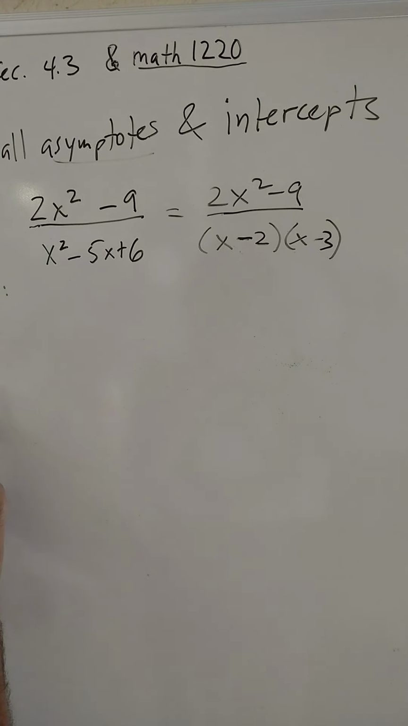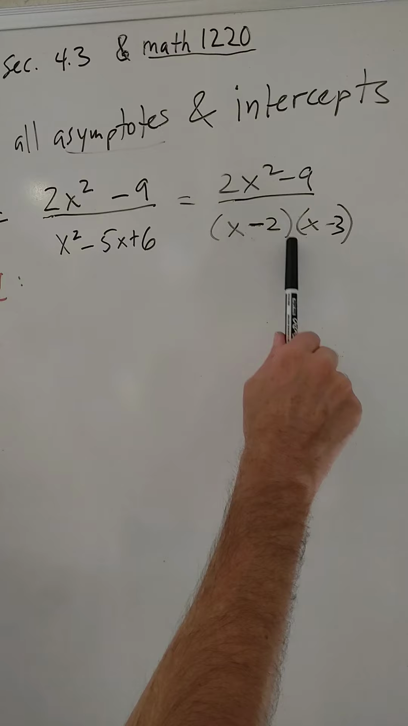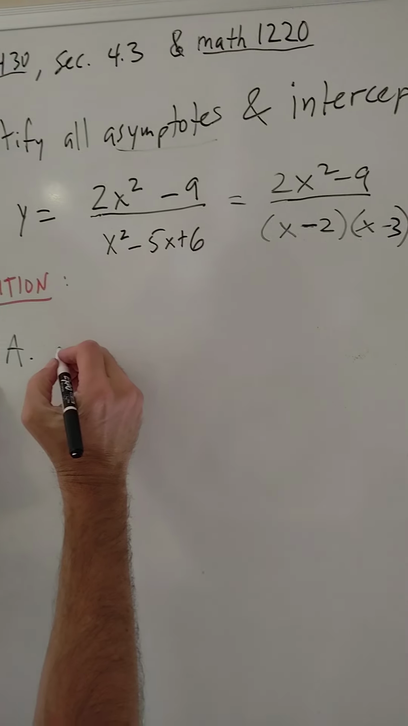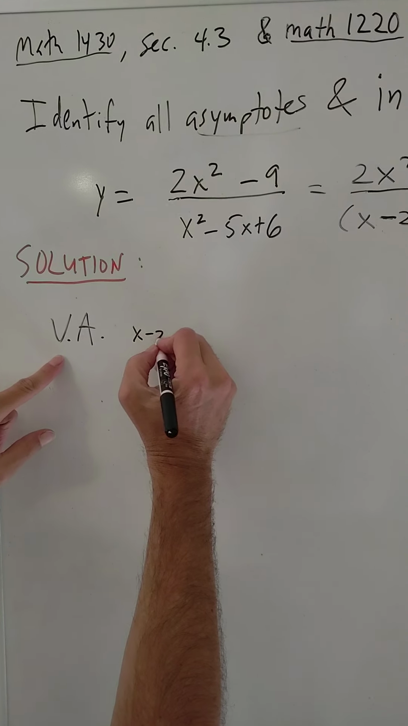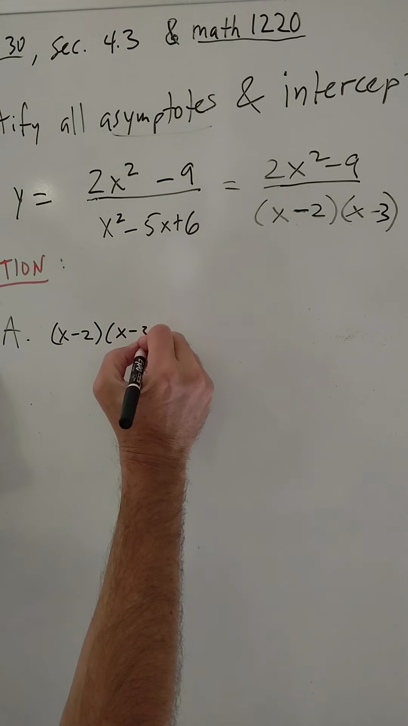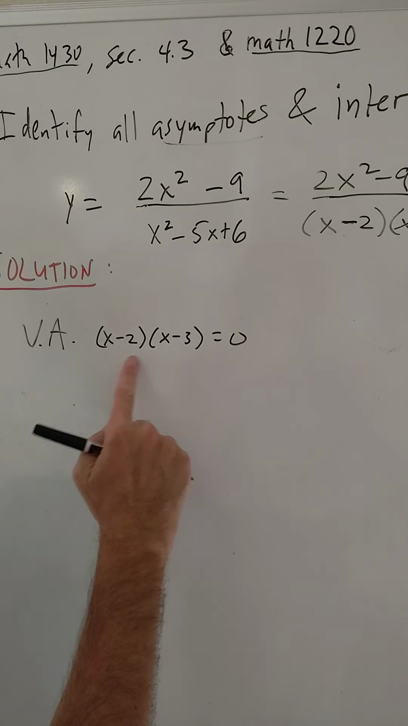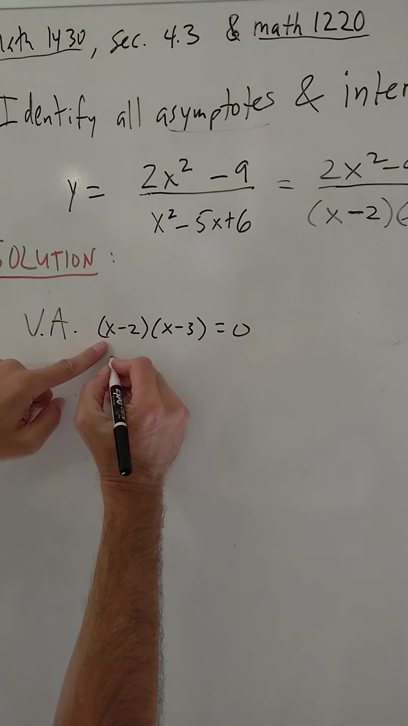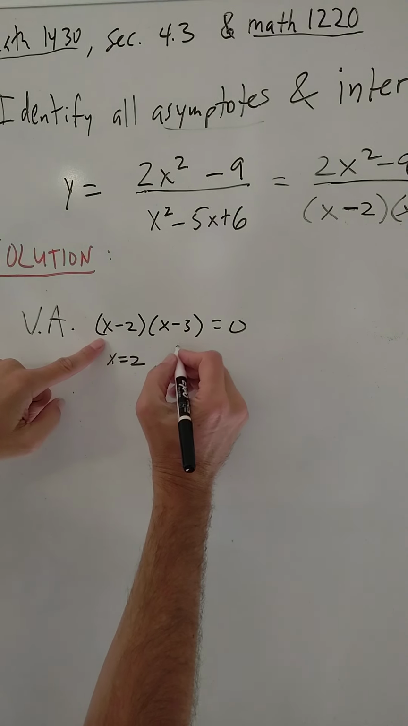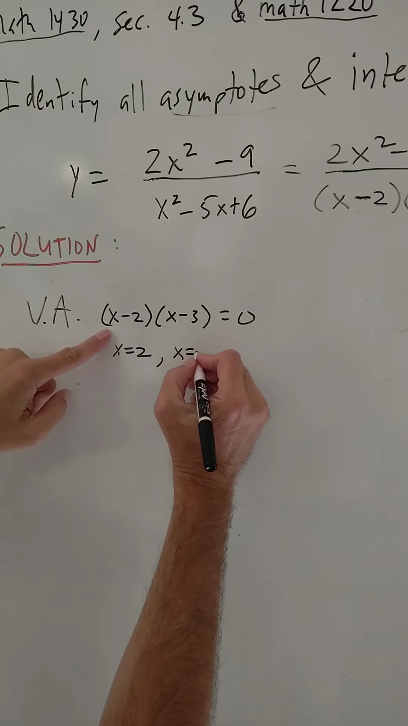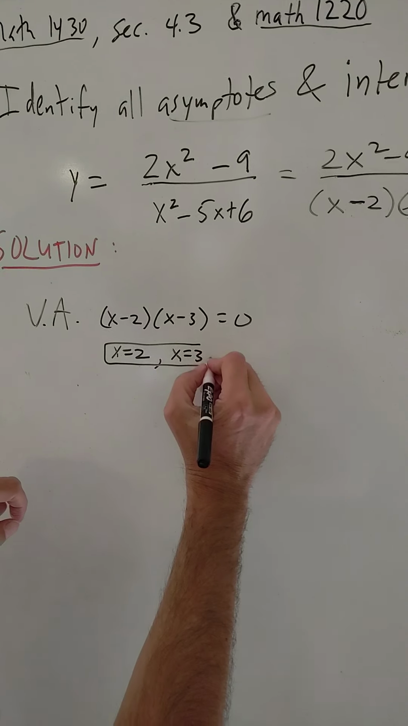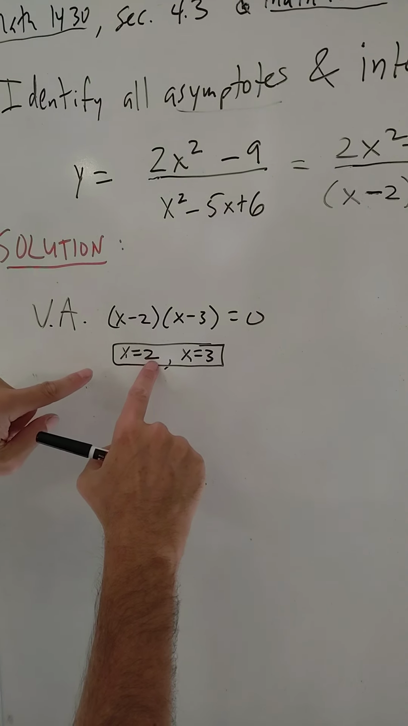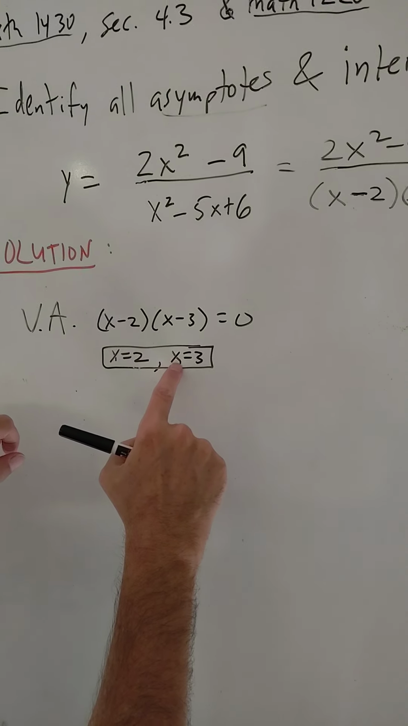To find the vertical asymptote, you set the denominator of your simplified function, which this is simplified, no canceling can be done, equal to 0. And then we just use the zero factor rule. When does my first factor equal 0? When does x minus 2 equal 0? Add 2 to each side, you get x equals 2. And then when does x minus 3 equal 0? When x equals 3. So we have two vertical asymptotes. Remember, vertical asymptotes are lines, so don't just write 2. You must write x equals 2, x equals 3.